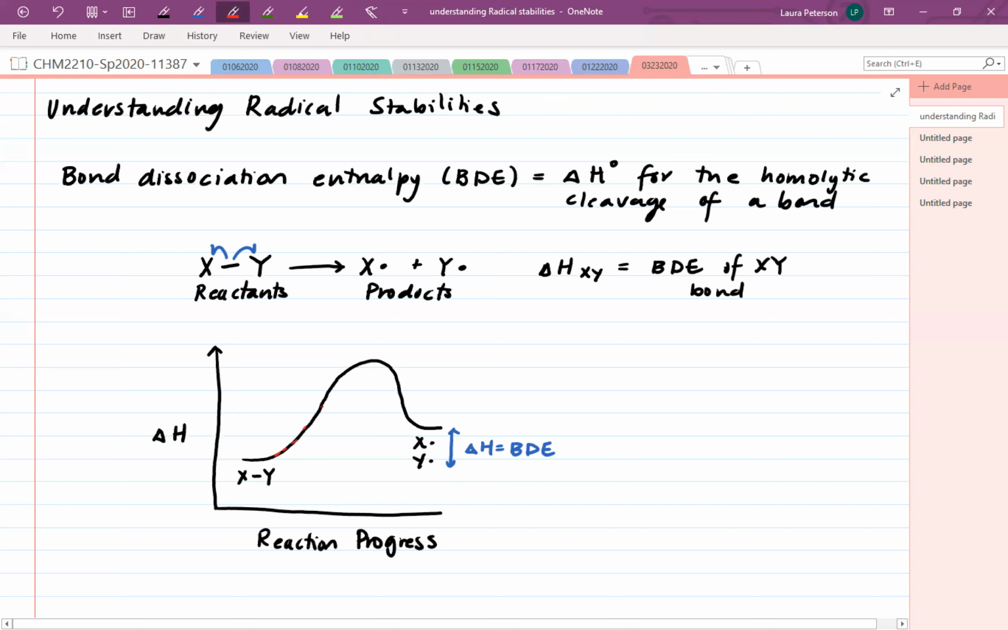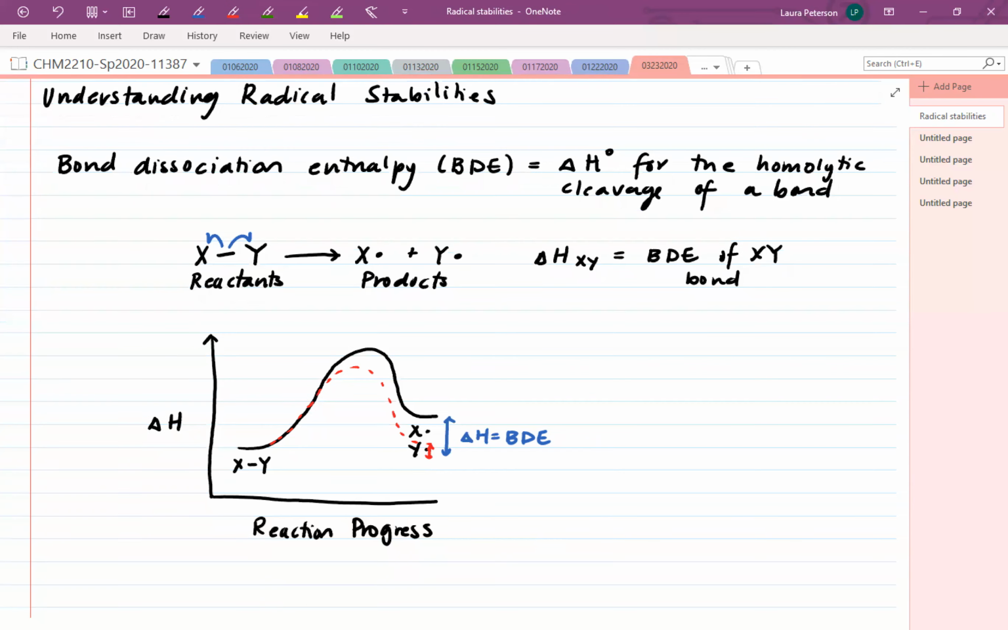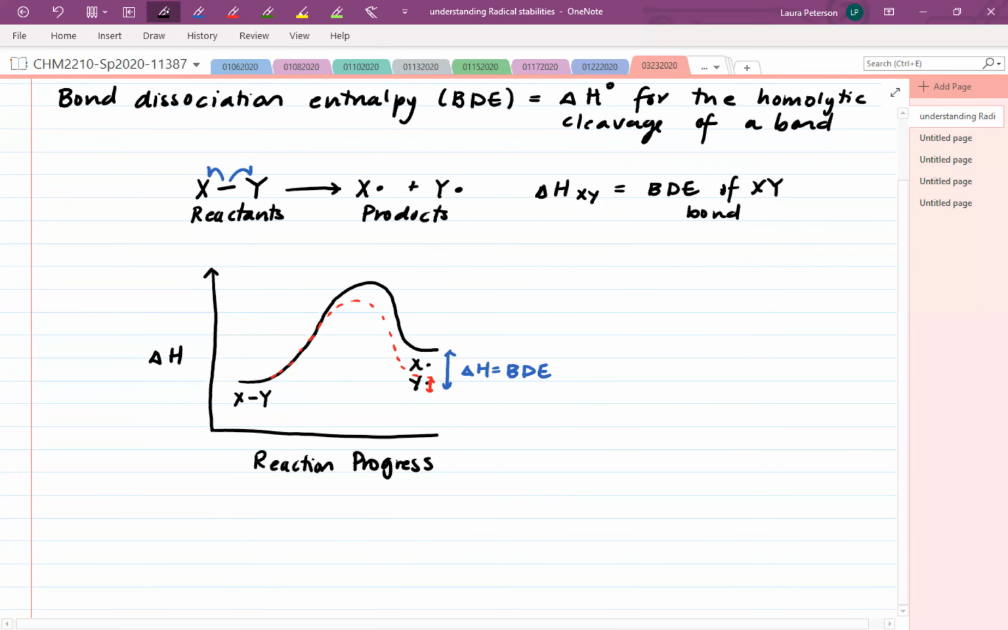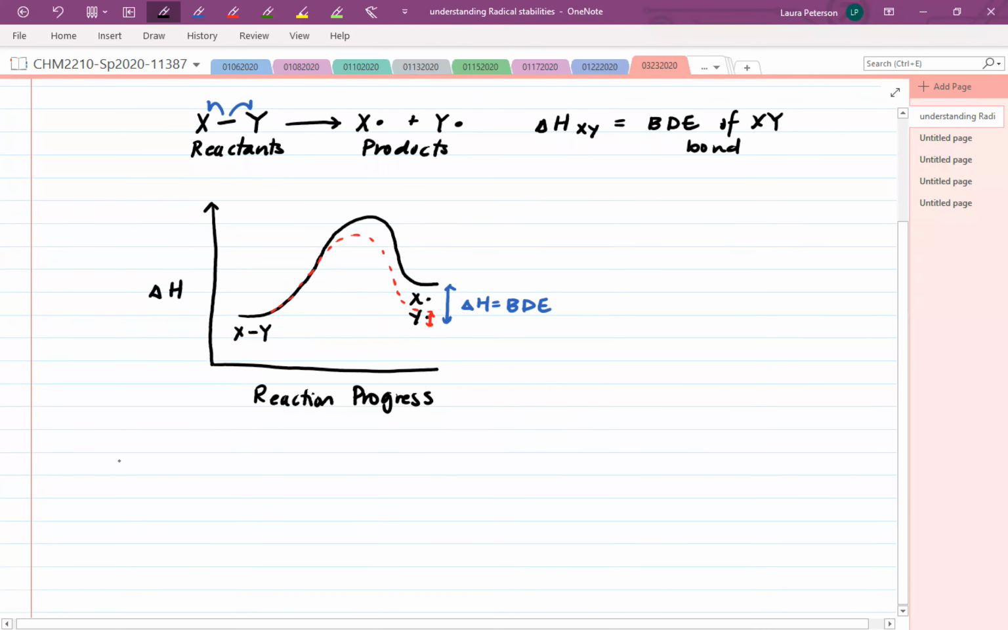Okay, so maybe if we had this other process, we could have this as our reaction coordinate diagram. Notice how our delta H has gotten smaller. So as we increase the stability of the X radical and or the Y radical, we decrease the bond dissociation enthalpy. That relationship is how we're going to be able to compare various radical stabilities. So let's make that statement: as X and or Y radical stability increases, its energy goes down, and that makes BDE decrease.